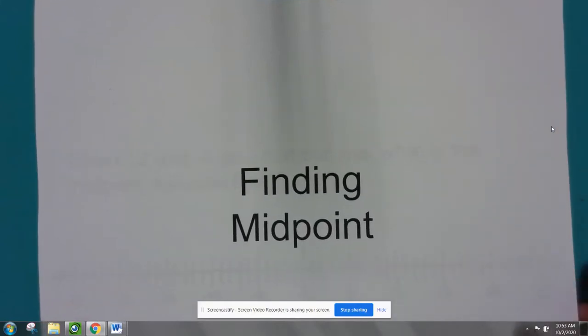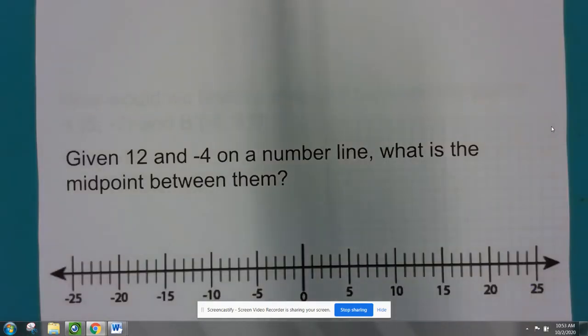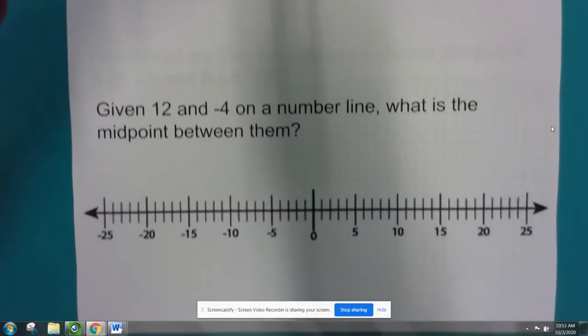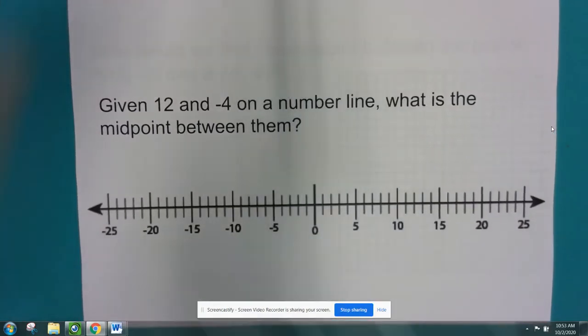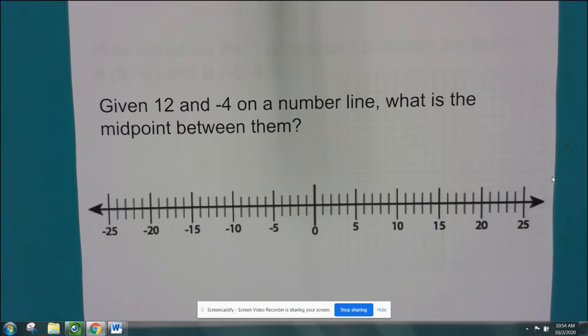So this lesson is going to be on how to find midpoint. So our first question is that we've been given a number line and our goal is to find the midpoint between 12 and -4. Now you'll notice a lot of these questions seem very similar to the questions we did the other day when we were finding distance. And that's because I'm actually using a lot of the same points. We're just doing a little bit of a different technique because I'm no longer looking for the distance. I'm actually looking for the midpoint or the middle of these two things.